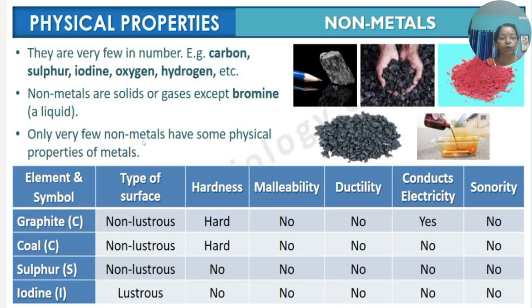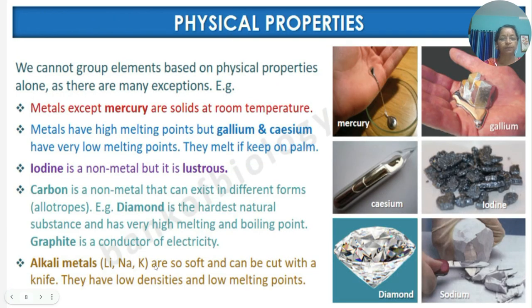Only very few non-metals have some physical properties of metals. For example, graphite is a non-metal which is a hard substance like metal. Coal is a non-metal which is hard again like metal. Iodine has metallic luster even though it is a non-metal. These are some of the exceptions you can find among non-metals. And some more examples are given for the exceptions in the case of metals.